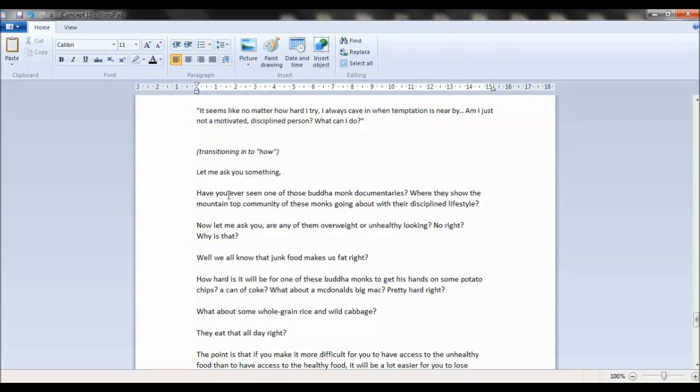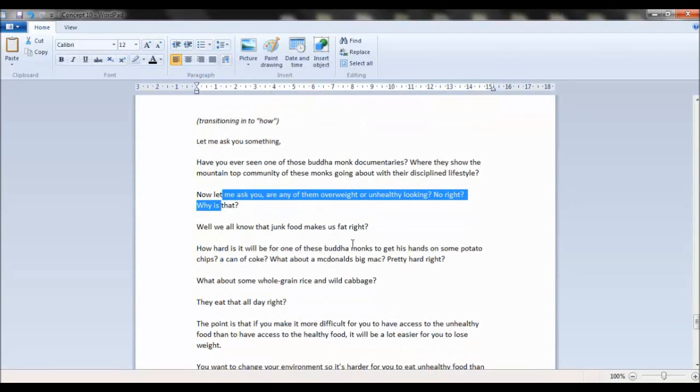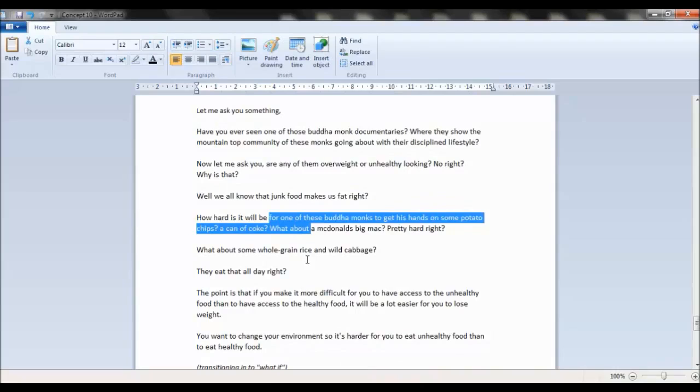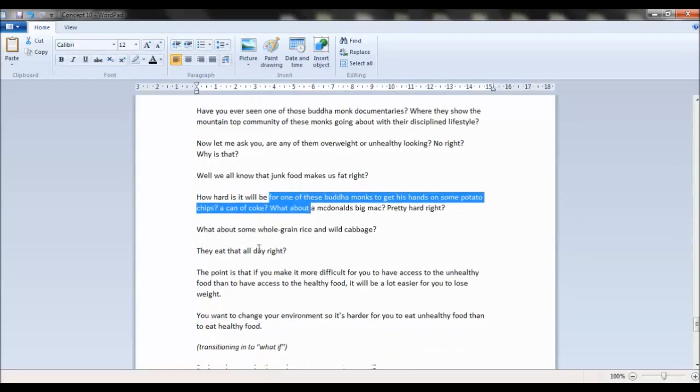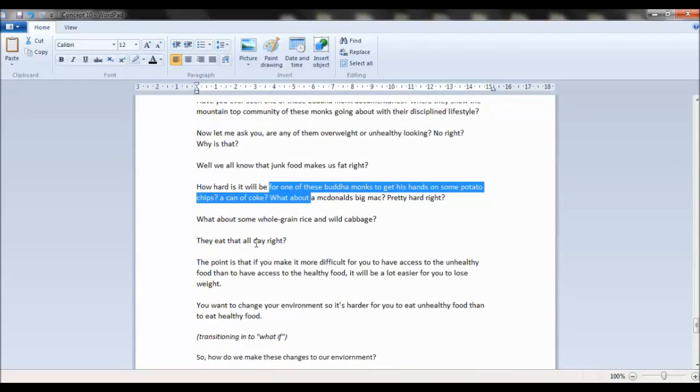Let me ask you something. Have you ever seen one of those Buddhist monk documentaries where they show the mountaintop community of these monks going about their disciplined lifestyle? Now let me ask you, are any of them overweight or unhealthy looking? No, right? Well, why is that? Well, we all know that junk food makes us fat, right? How hard will it be for one of these monks to get his hands on some potato chips? A can of Coke? What about a McDonald's Big Mac? Pretty hard, right? What about some whole grain rice and wild cabbage? They eat that all day, right?